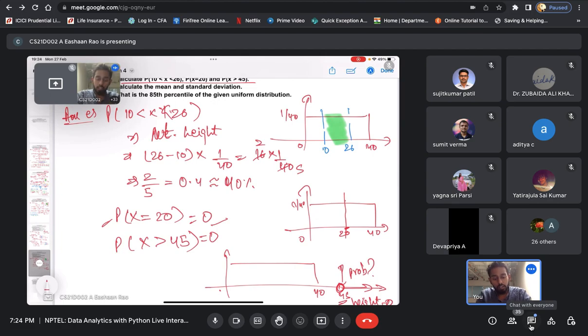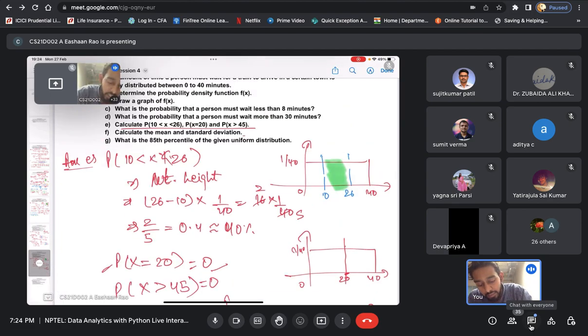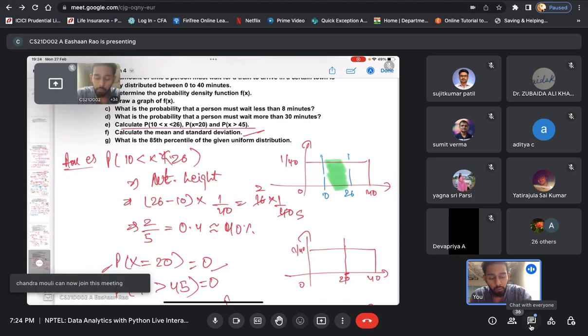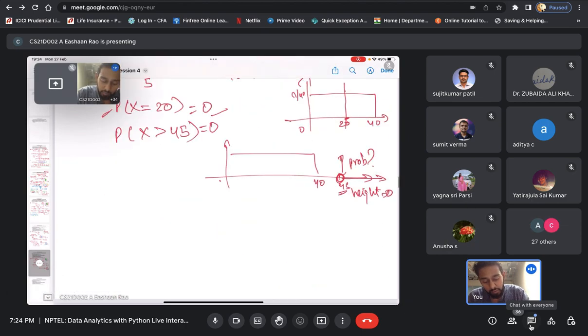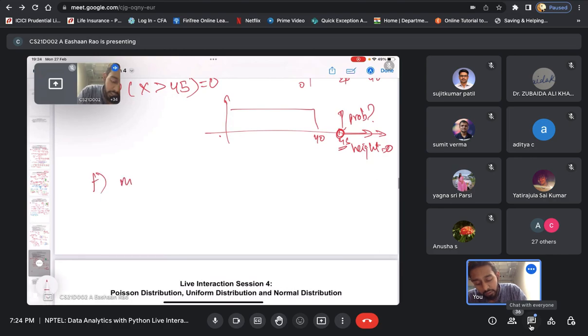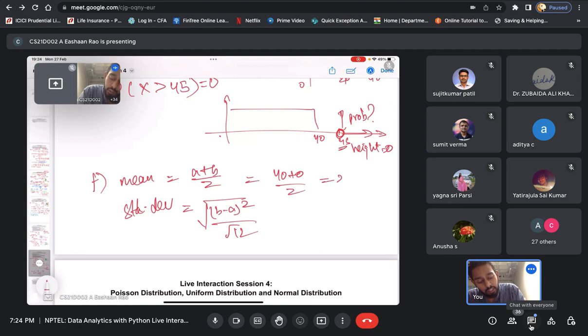Okay, so the second last question is to find the mean and standard deviation for the situation that we are having. So let me find it out quickly. We have to find the mean and standard deviation. If we directly apply the values in this formula, we will get it. So here it is 40 plus 0 divided by 2, which is 20, and here 40 minus 0, which is 40, divided by square root of 12. If you solve it, it will be around 11.547. It will be like that.